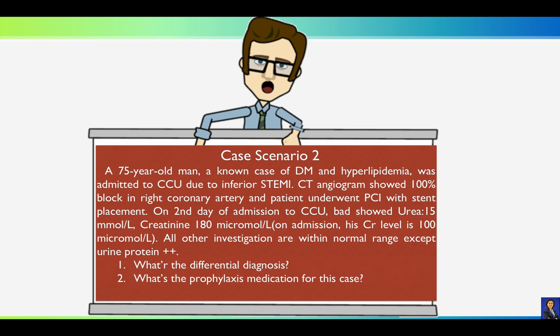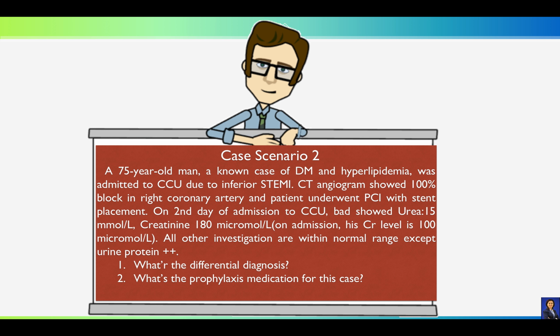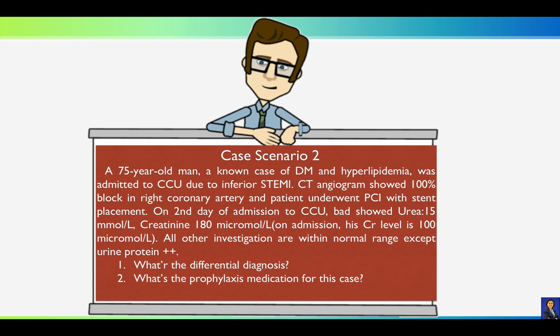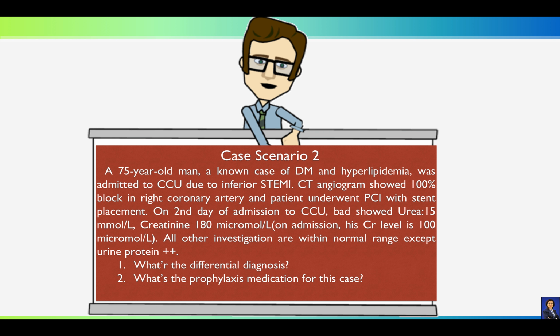Okay, let's move on to case scenario 2. A 75-year-old man, known case of diabetes and hyperlipidemia, admitted to the CCU, the coronary care unit, due to an inferior MI. CT angiogram showed a 100% block in the right coronary artery. Patient went for percutaneous intervention and stent placement.